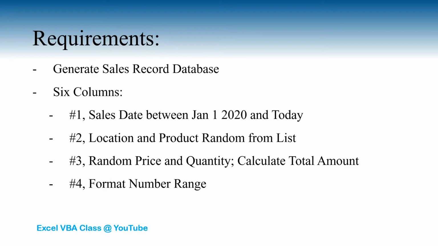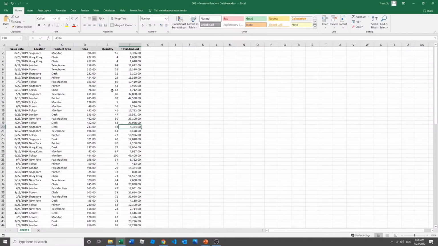So what we are going to do is that we'll generate a sales record database. There are 6 columns: the sales date, location, product type, price, quantity, and total amount. This is an example of what we are going to generate. There are 6 columns here, and we can generate just 100 rows for demonstration purposes.